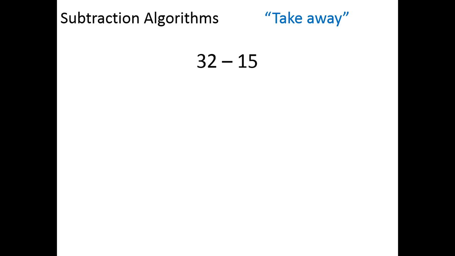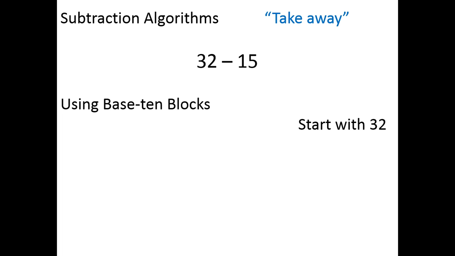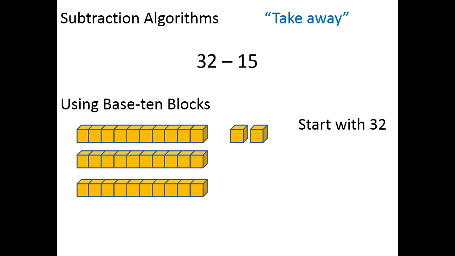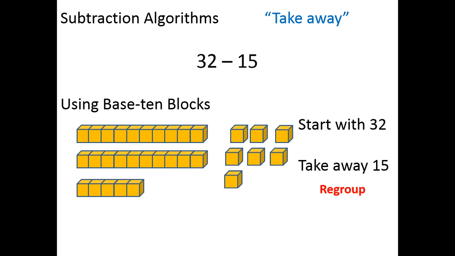If we have 32 minus 15, and we look at that in a very concrete way with base 10 blocks, we would start with 32 blocks. And then we want to take away 15. Now 15 means we're trying to take away one group of 10 and we're trying to take away 5 ones. And we don't have 5 ones represented here. So what we'll have to do is some regrouping. We'll have to take one of those groups of 10 and regroup it. In other words, break it up into the 10 ones that it's equal to.